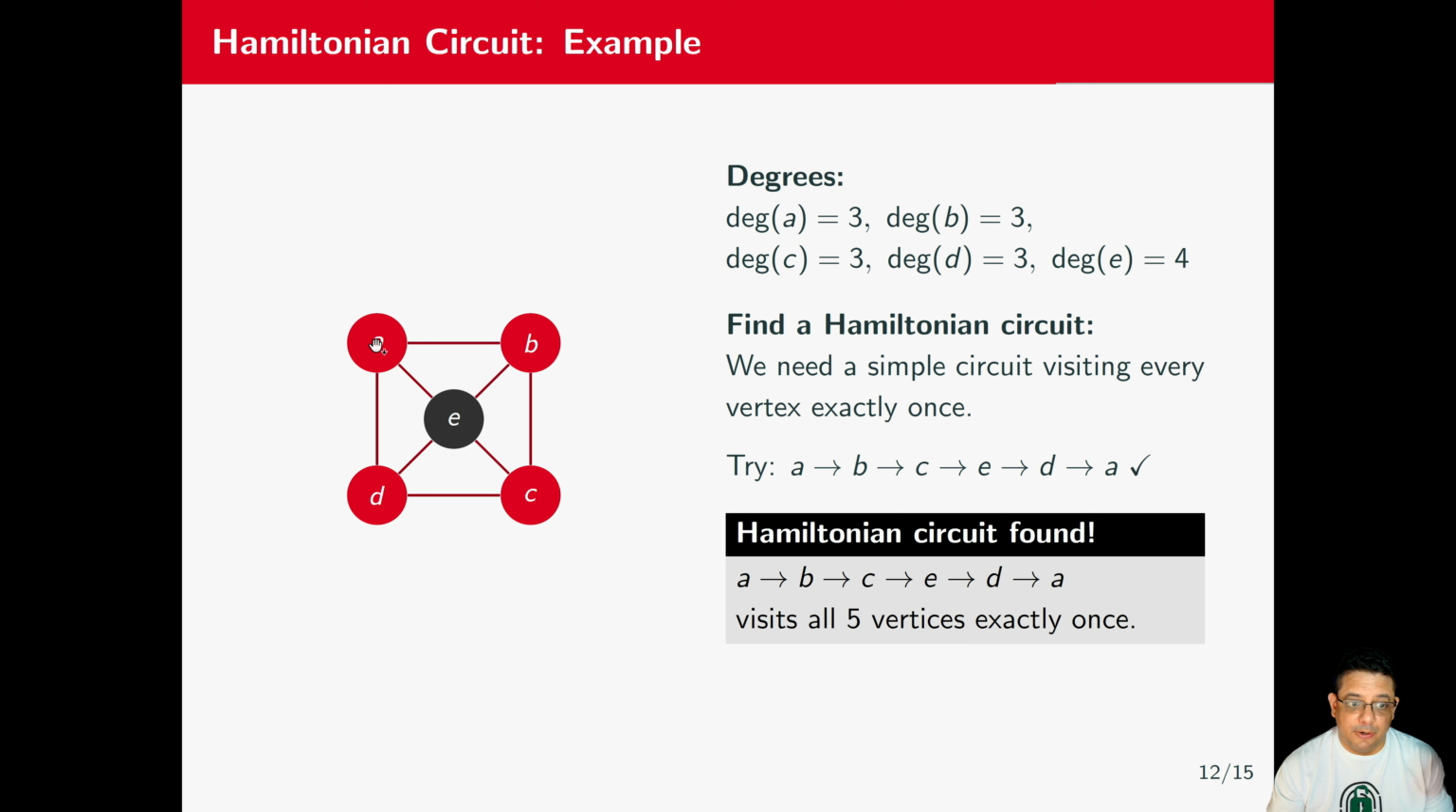So we're going to go from A to B, B to C, C to E, E to D, and D to A. So this is visiting all vertices exactly once and completing the circuit.